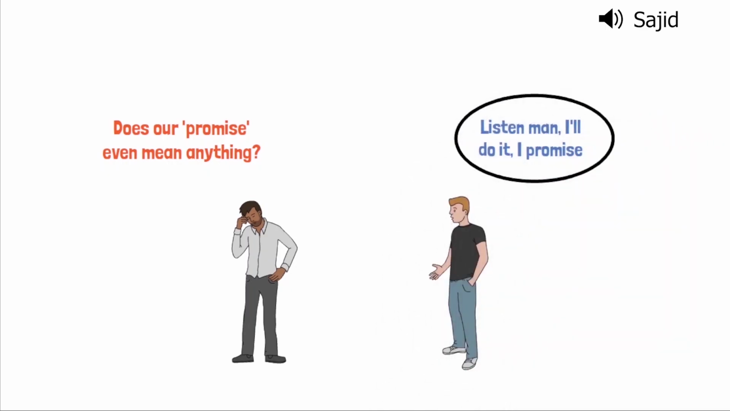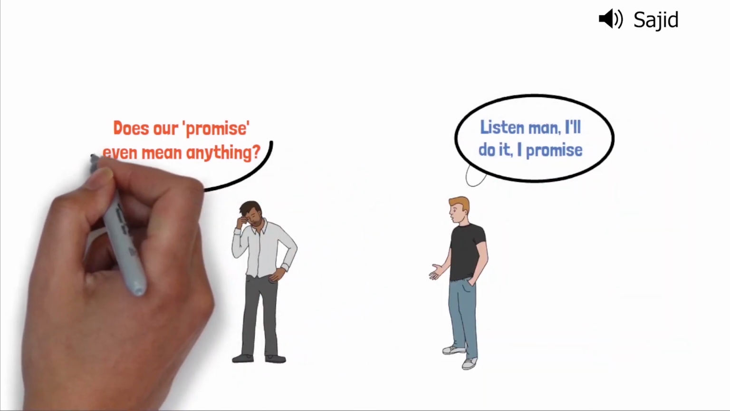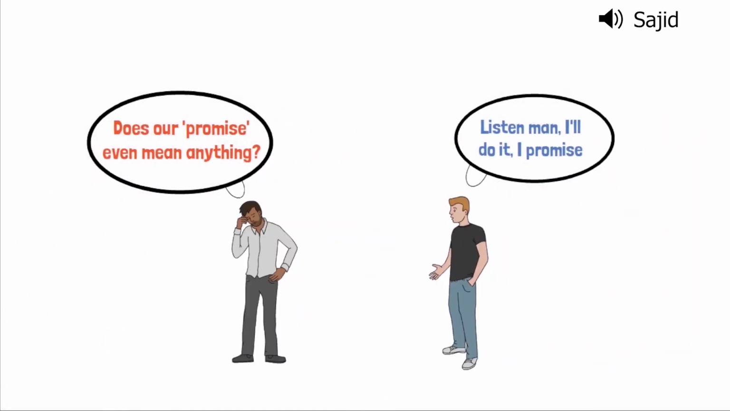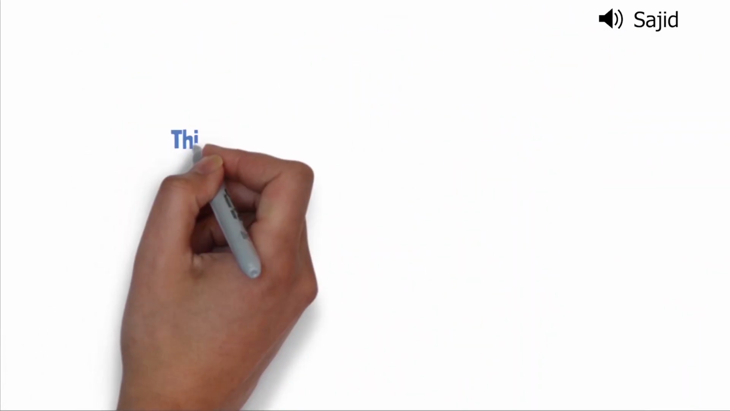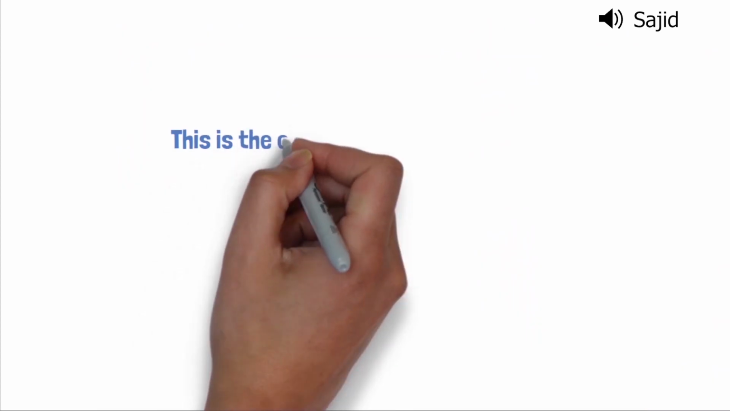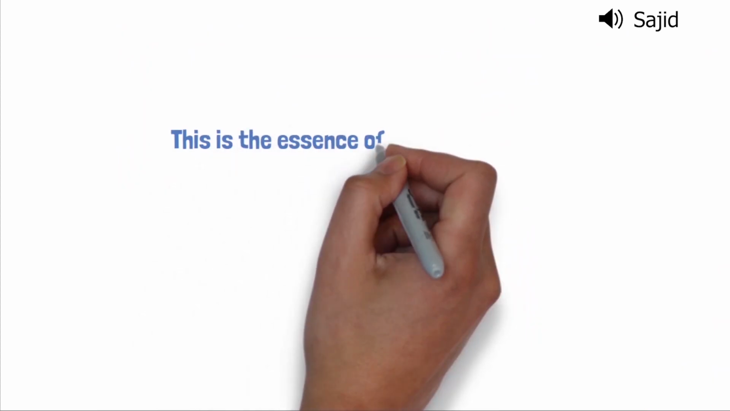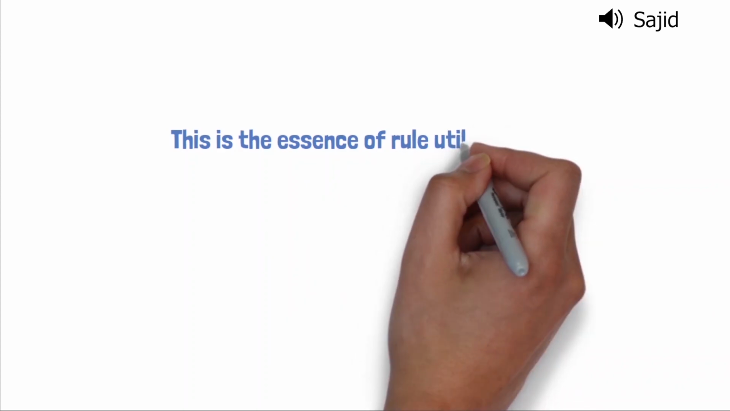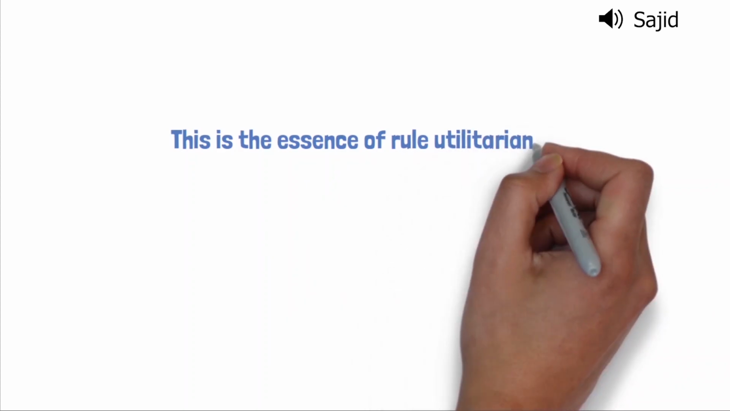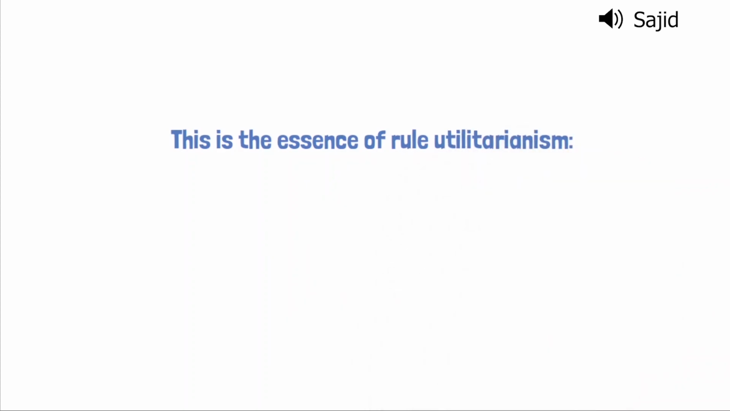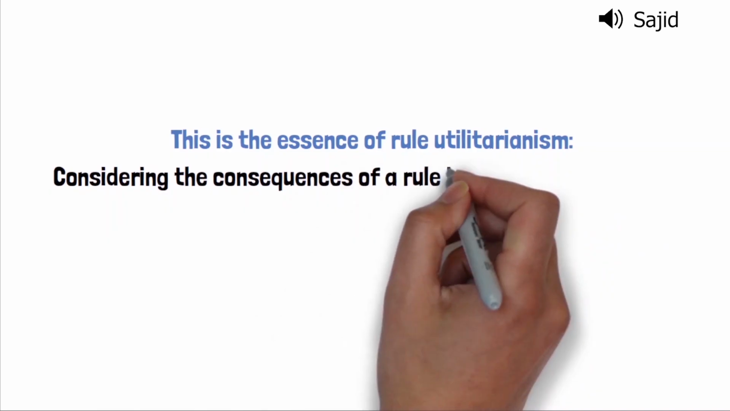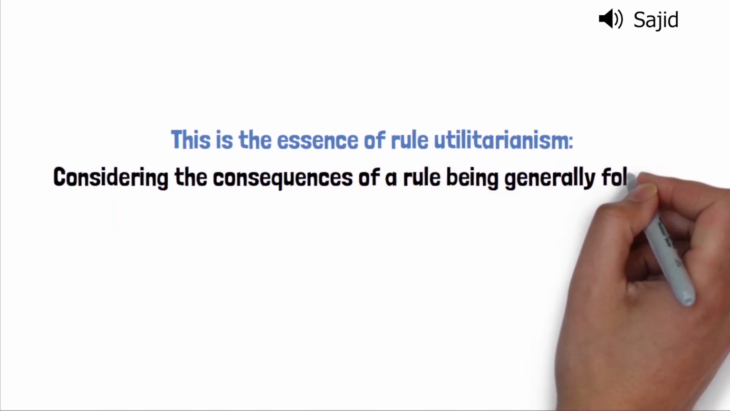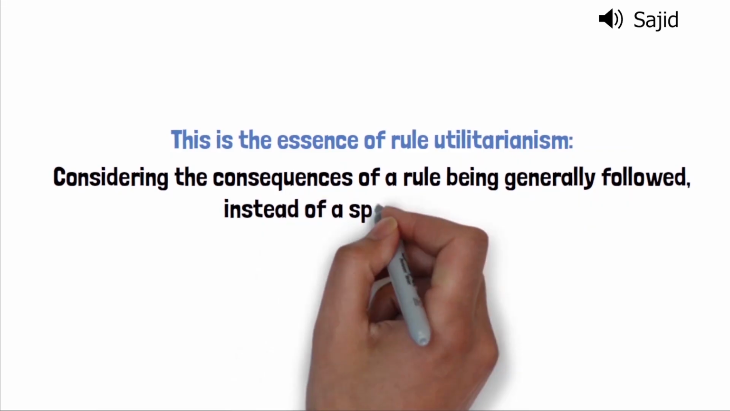So, to protect the value of promises, a rule utilitarian would always choose to keep them every single time, no matter the specific situation. And this is the essence of rule utilitarianism. It's not about asking what outcome a single action might produce in a single moment, but rather asking what would happen if everyone followed the same guiding rule. Would the society be better off? Would it increase trust, fairness, or happiness on a larger scale? If the answer is yes, then the rule has moral weight.